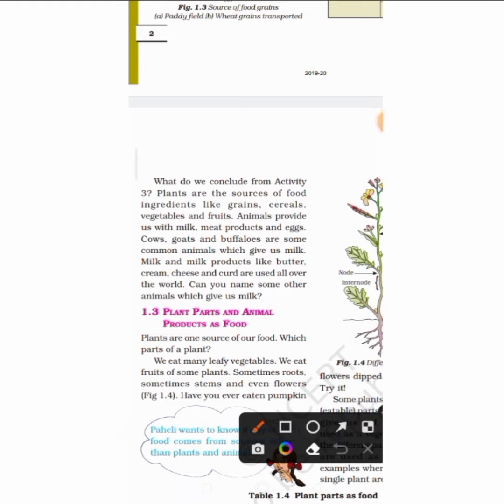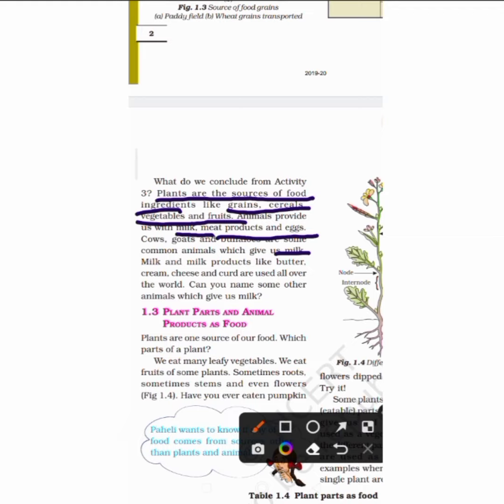So here they are just asking what do we conclude from this activity. We conclude that plants are the sources of food ingredients like grains, cereals, vegetables and fruits, and animals provide us with milk, meat products and eggs. Cows, goats and buffaloes are some common animals which give us milk. As we all know, cows, goats as well as buffaloes give us milk.